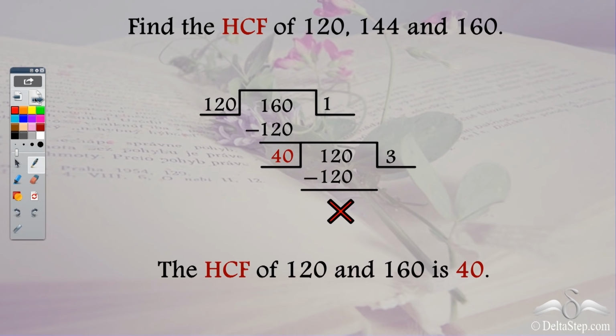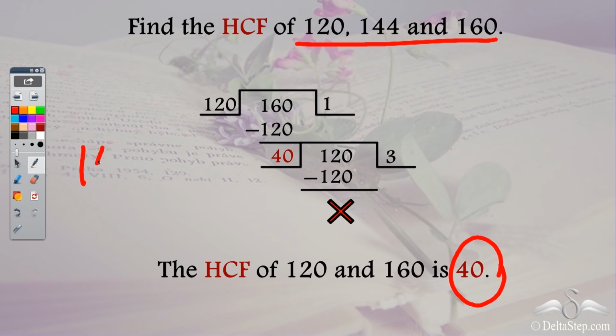But what we need to find is the HCF of these 3 numbers. We have found the HCF of just 2 numbers. But what about 144? We can't leave it like that, right? So how do we find the HCF of these 3 numbers? Well, an important step over here is take this 40, which is the HCF of these 2 numbers, and now along with 40, find the HCF of 144.